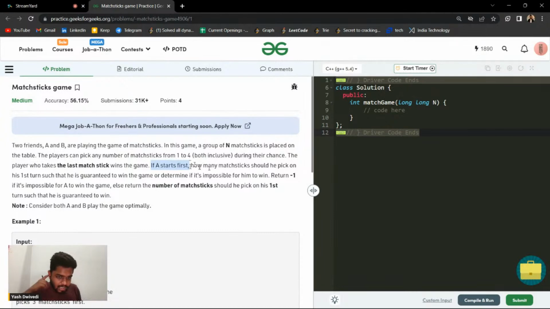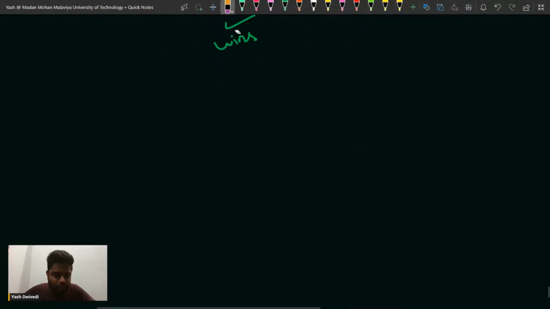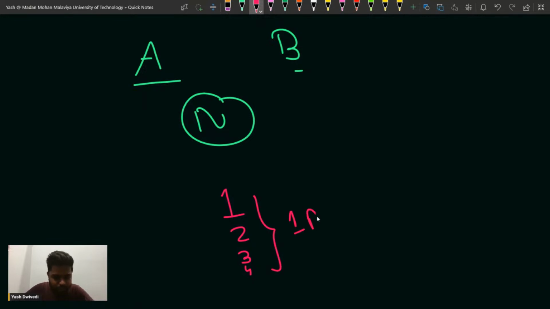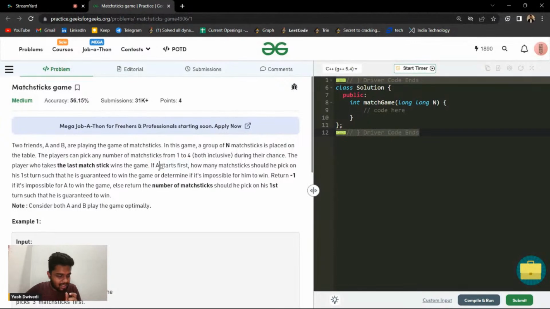Basically, in this question, what they are saying, Naikaj, is that there is a game being played between A and B. There are total n matchsticks, so n sticks are there. You can understand, right? In one move, a particular player can take either one matchstick, two, three, or four matchsticks. You will be given a particular value of n here, and you have to determine whether A can win or not.